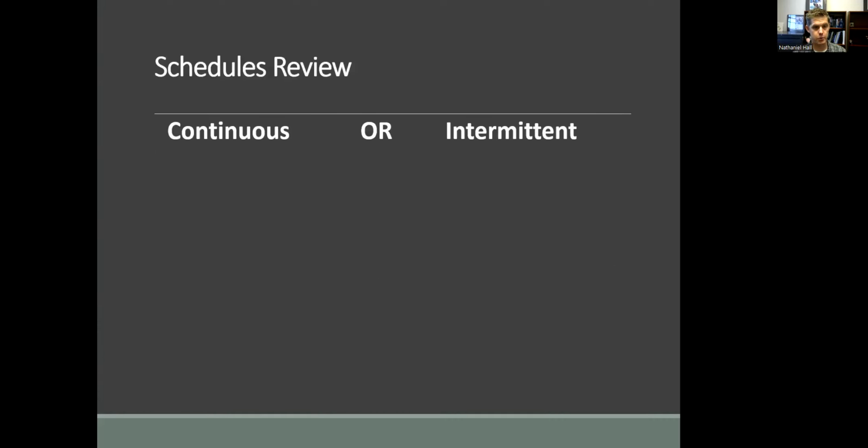So to break this down a little bit into our continuous and our intermittent schedules of reinforcement, our continuous schedule is basically our fixed ratio 1. That is our only example of a continuous schedule of reinforcement. So our Coke machine, our continuous schedule of reinforcement, is an FR1. That means that every response that is made is reinforced. And so that is continuous.